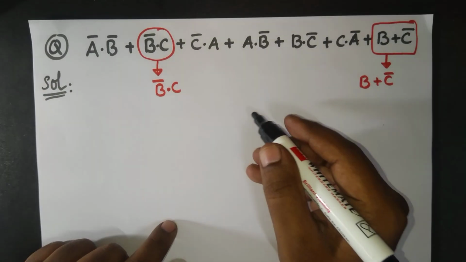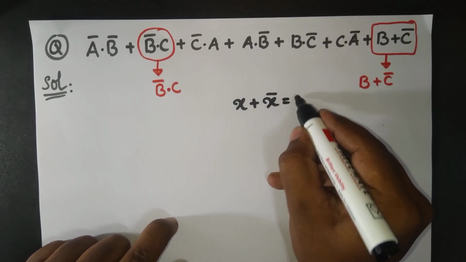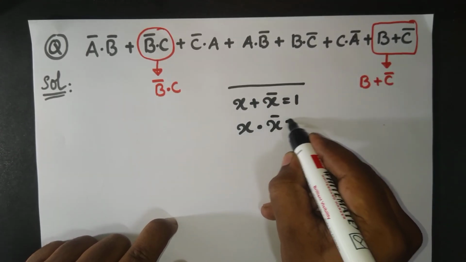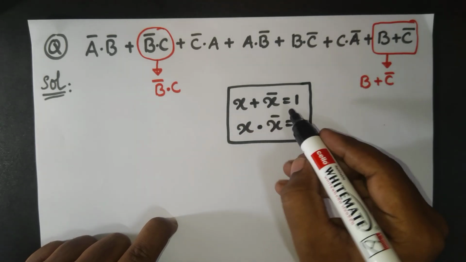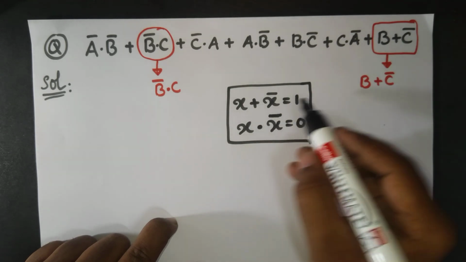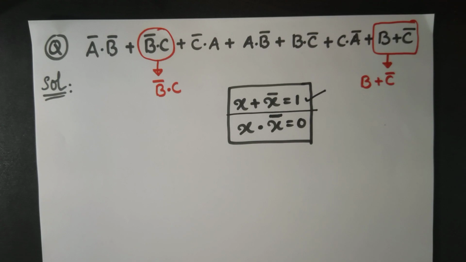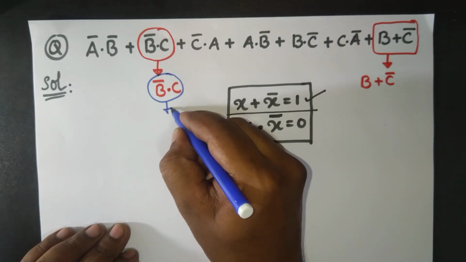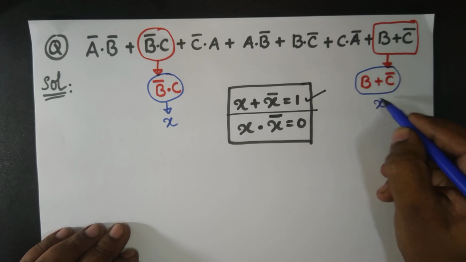You see, what we have is this: X or X complement is equal to 1, and X and X complement is equal to 0. So we have this beautiful law. Now we are going to use the very first one, X or X complement equal to 1. Assume B complement and C is X. Now this must be X complement. You can check it out.